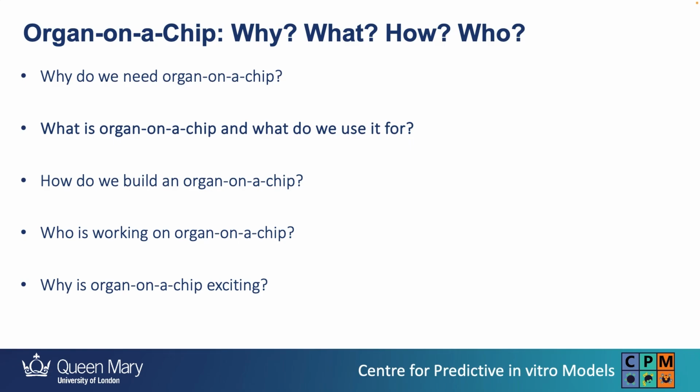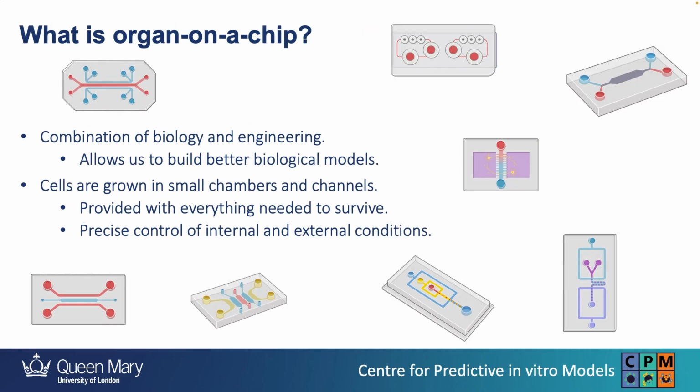So hopefully that's addressed part of our first question, why do we need organ on a chip? And now, I haven't even told you what it is yet, so we'll get into the interesting bit now. So, organ on a chip is really, really simple. It's just a combination of biology and engineering that allows us to build better models. That's it. So it's a very weird name for it.